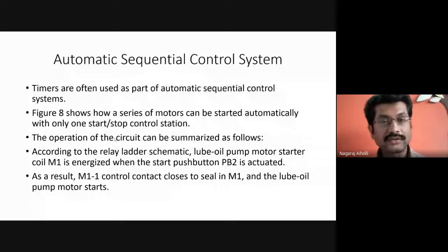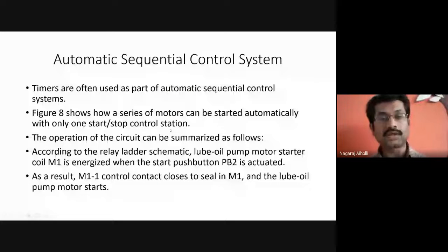Timers are often used as part of automatic sequential control systems. The next figure shows a series of motors which are started automatically with only one start or stop control station. That means the start or stop switch is activated only once. By triggering the start or stop switch only one time, the series of motors are getting turned on. Clear? Let us look into the diagram, then we'll understand.